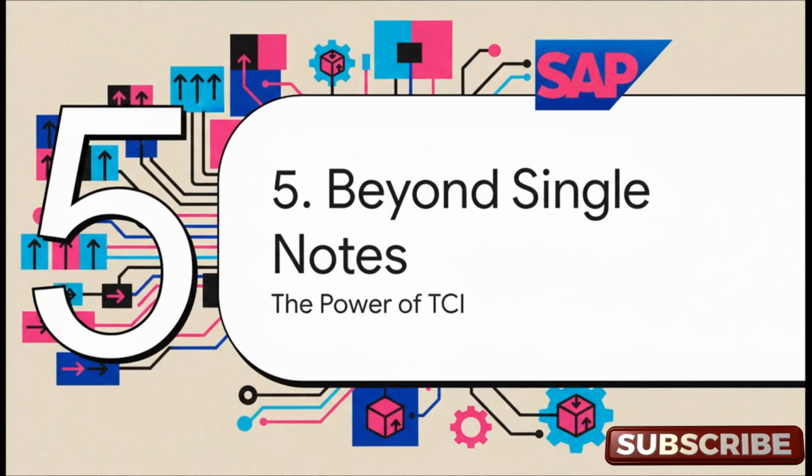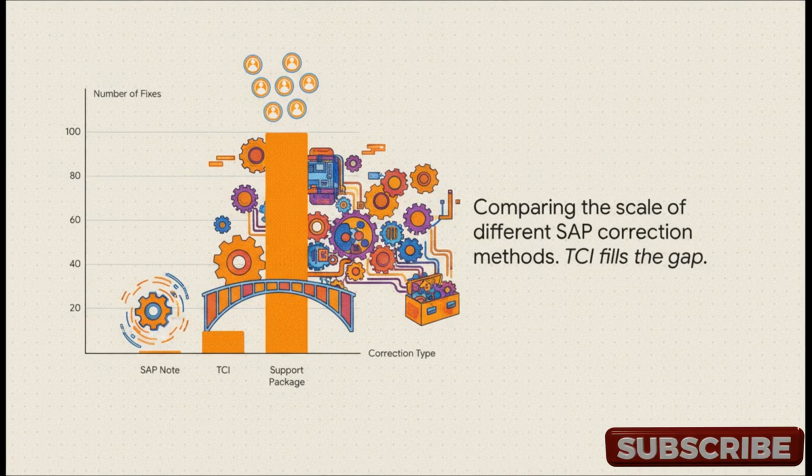So applying one note at a time is perfect for a single problem. But what if a new feature requires you to apply like 10 different notes that are all related? That's where SAP's more modern approach comes into play. It's called Transport-Based Correction Instructions, or TCI for short. To get where TCI fits in, just think about scale. On one end of the spectrum, you have a single SAP note for one tiny problem. On the other extreme, you have a massive support package that fixes hundreds of things and is a huge project. Well, TCI is the just right in the middle. It bundles a handful of related fixes together into one package.